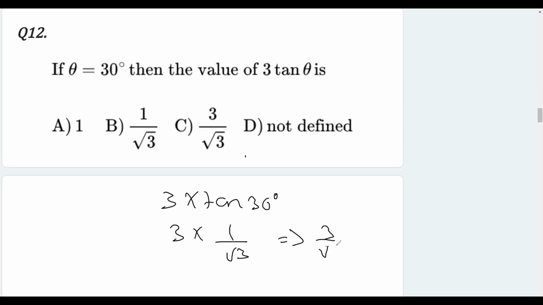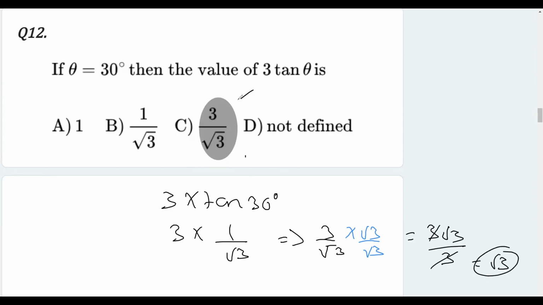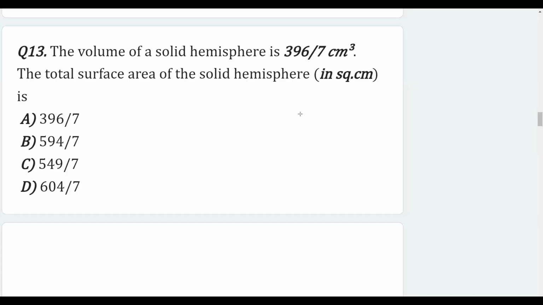We can rationalize it, but I can see that the answer is given here only, so this is the correct option. But if this were not the option, then we should have rationalized it, multiplying and dividing by root 3. On simplifying, you'll get 3 times root 3 over root 3 into root 3, which is root 3, so it is correct.